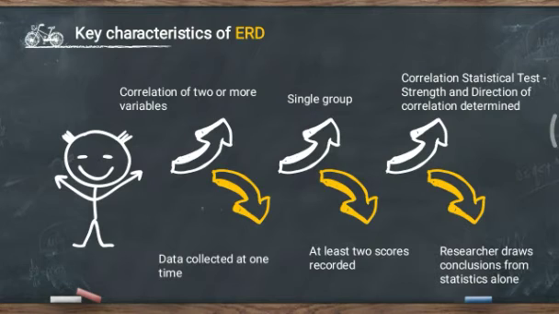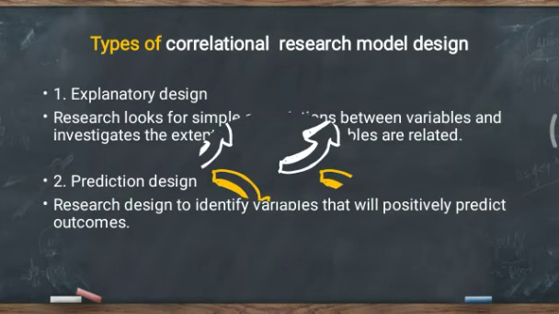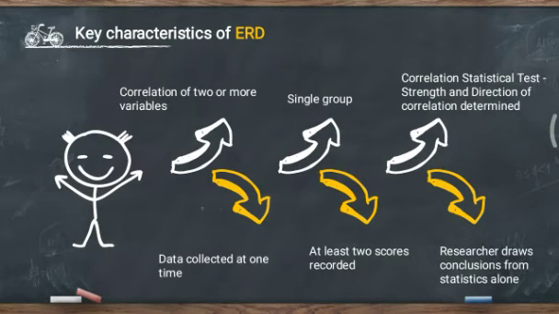Now, this one is about key characteristics of ERD, the explanatory design. There are six key characteristics. The first one, correlation of two or more variables, and the second, data collected at one time, and the third, single group, and next, at least two scores recorded, and correlation statistical test, strength and direction of correlation determined, and the last, researcher draws conclusions from statistics alone.